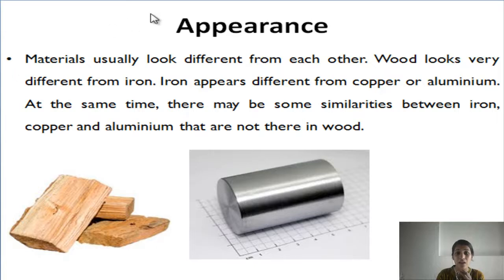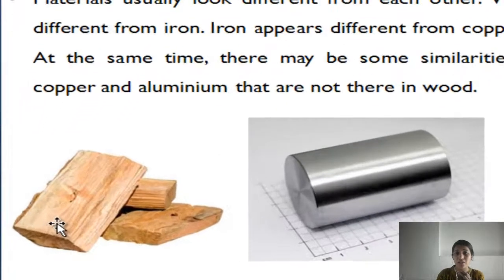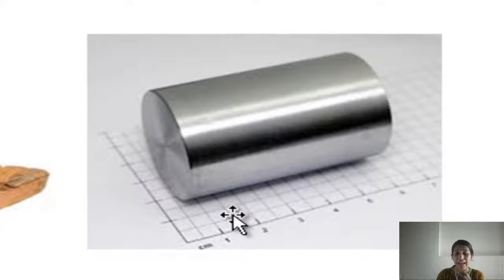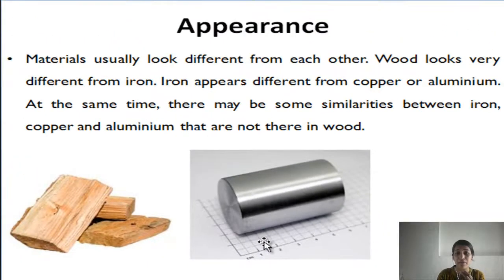First property is appearance. Materials usually look different from each other. Wood looks different, iron looks different, they have different appearances. Wood looks very different from iron. Iron appears different from other metals like copper and aluminium. At the same time, there may be some similarities between iron, copper and aluminium that are not in wood.